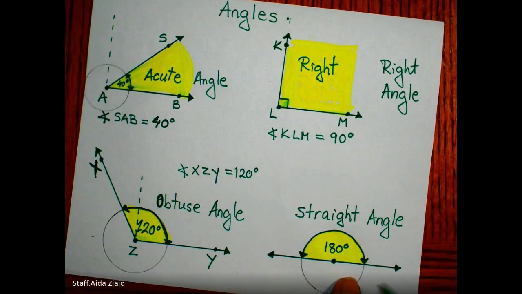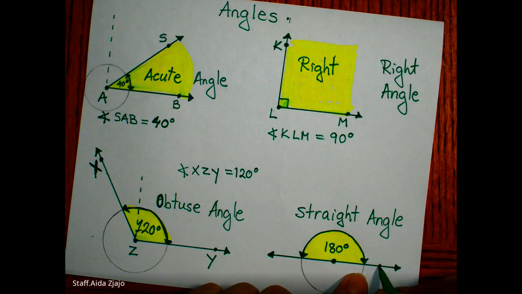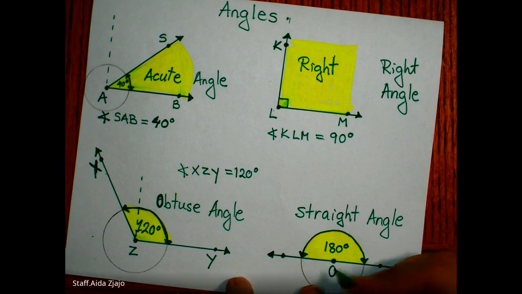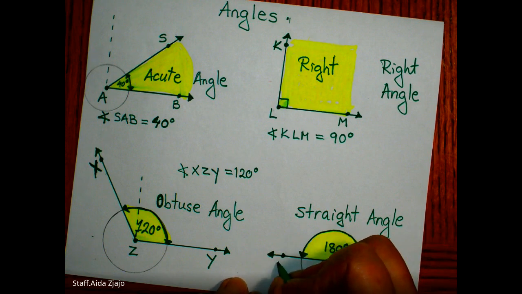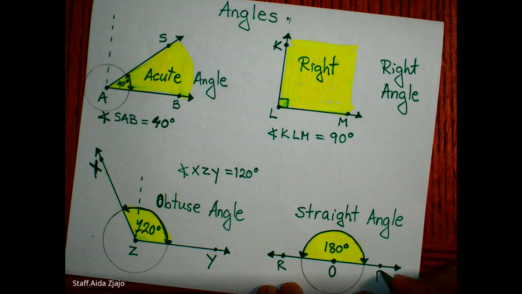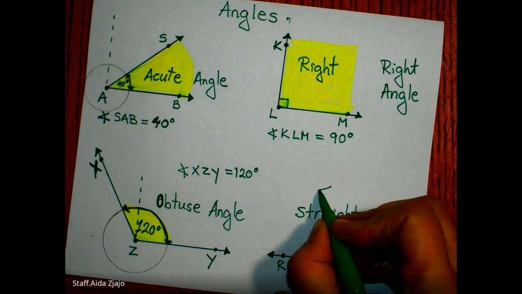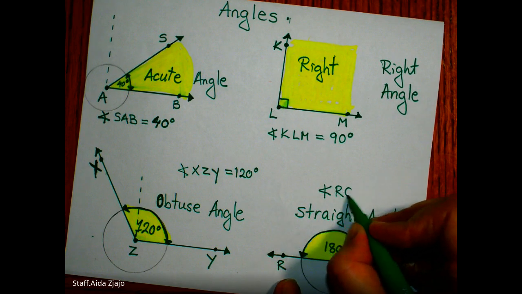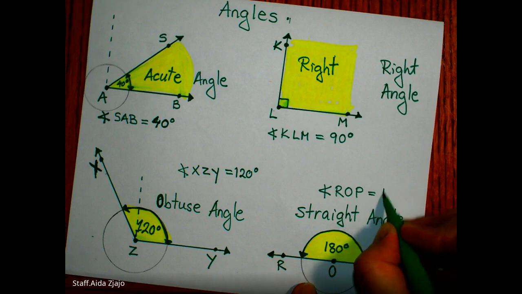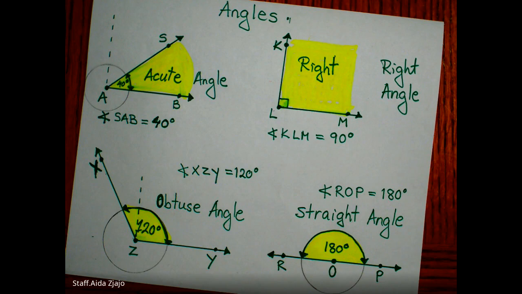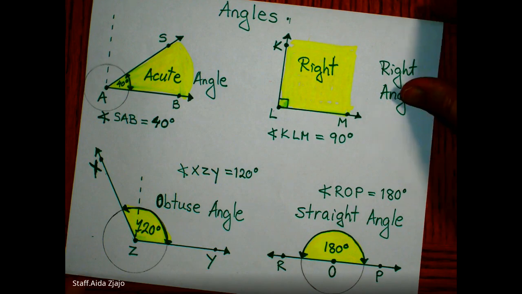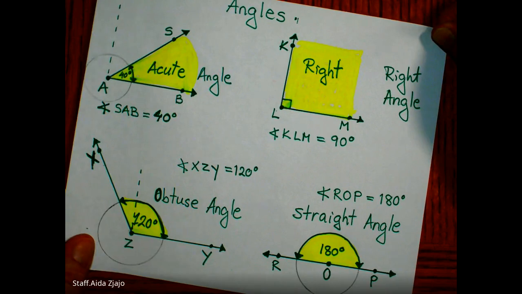And then here we can also label the points. So in the center, if the O is here, and a letter I didn't use, like R, O, P, that would be our angle, angle ROP is equal to 180 degrees. Okay. And that will be for today for four kinds of angles.